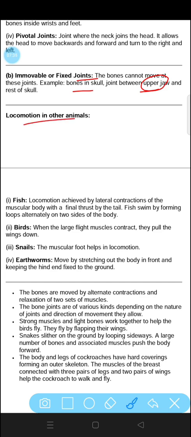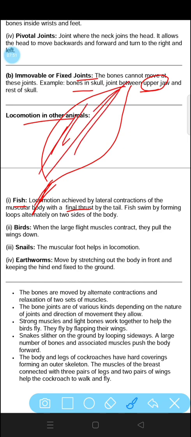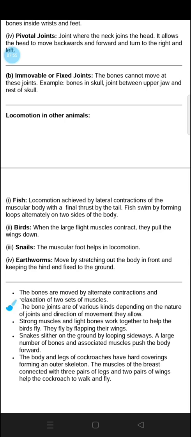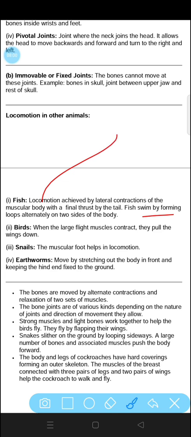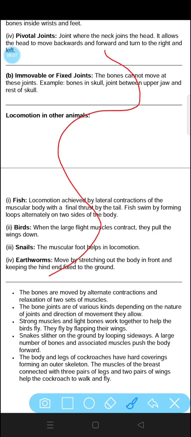Now, locomotion in other animals. For example, fish. Locomotion is achieved by lateral contraction of the muscles with a final thrust by the tail. Fishes have a tail and they help the movement with the help of their scales on their body. Fish swim by forming loops alternately on two sides. Firstly, the fish will go left then right. It will show a movement like a snake.